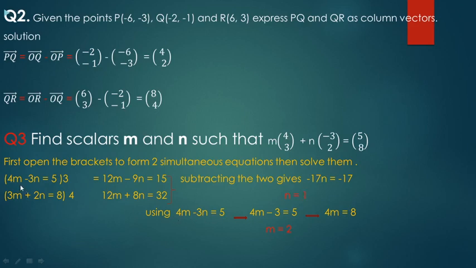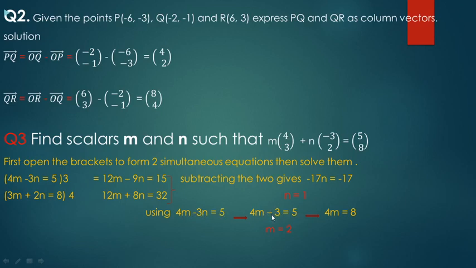If I use the original equation, I substitute 1 here, like I've done here, 4m minus 3n equals 5. That's the original equation that I had formed here. So if I substitute n with 1, then it will be 4m minus 1 times 3, which is 3. So it is 4m minus 3 equals 5.